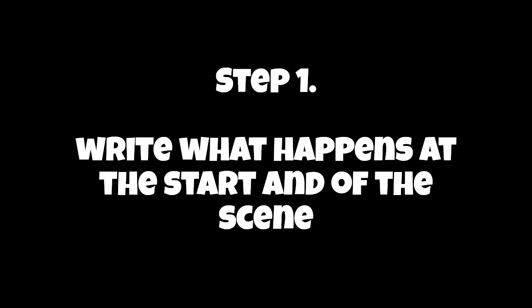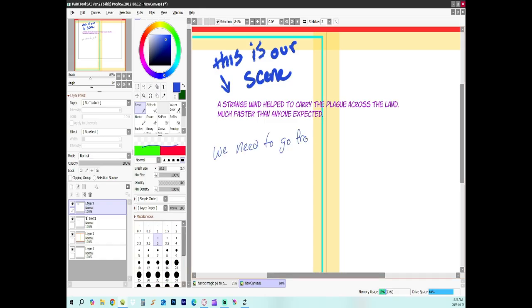Step 1. Jot down what happens at the start and the end of the scene. For my scene, it starts with no plague of locusts, then ends with the locusts arriving.